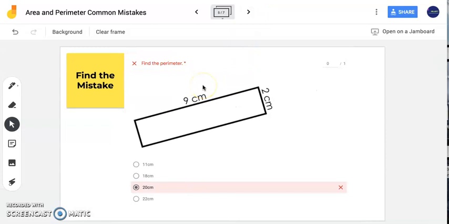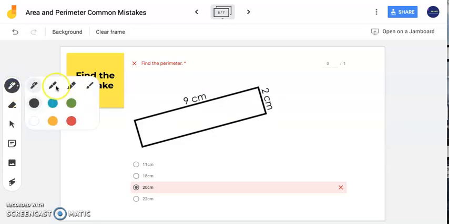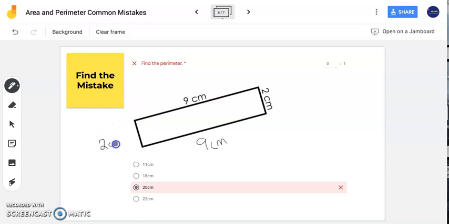Now, in this problem, the question says find the perimeter. This person selected 20 centimeters. Now, take a moment and look to see if you can figure out what this person did wrong. Now, first thing, when it's ever asking to find the perimeter, I like to first number all the side lengths. So making sure that I have the values of every side. So if I know that this side is 9 centimeters, I know that my other length is also 9 centimeters. And if I'm given a width of 2 centimeters on this side, the opposite side is also 2 centimeters for a rectangle. Now I have the side lengths of all four sides.